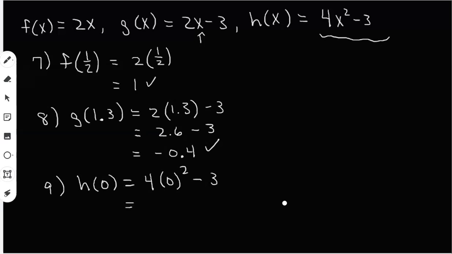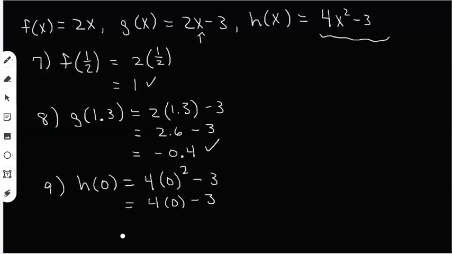0 squared, what would that be? That's the same thing as 0 times 0, right? And we both know that that's 0. So I'm going to have 4 times 0 minus 3. So what we did in that step was we squared 0 to get 0. Make sense? Okay, so now let's multiply 4 times 0.